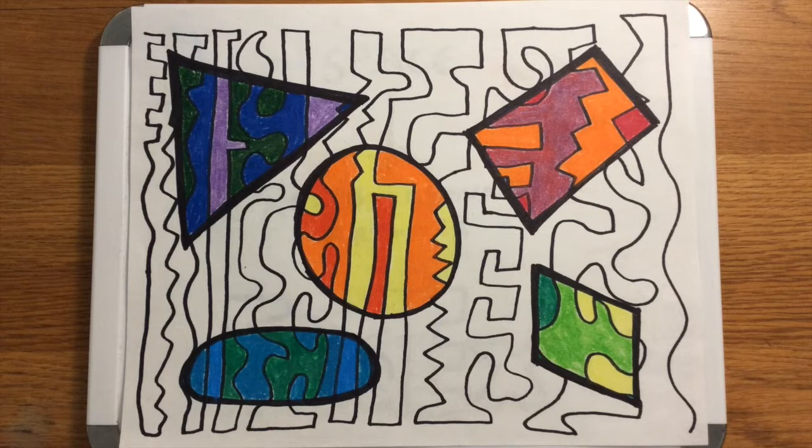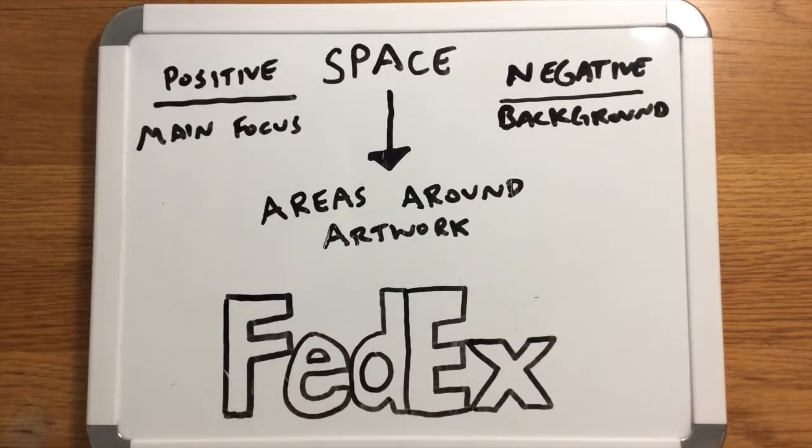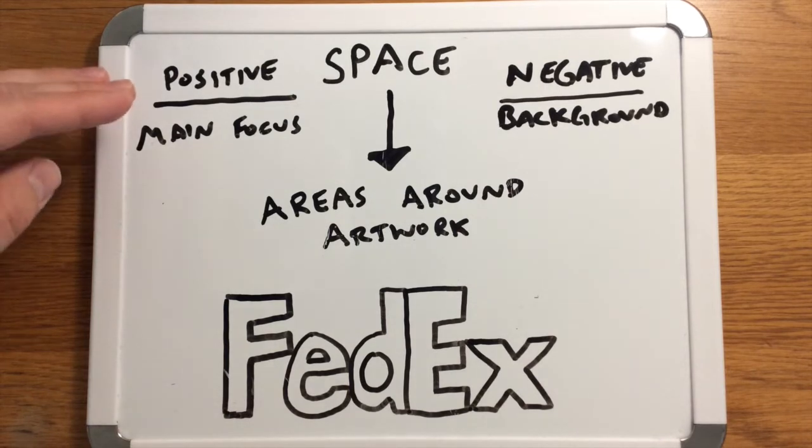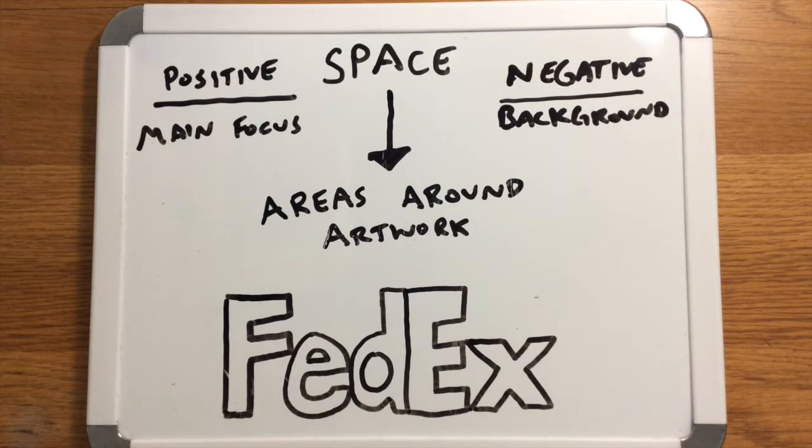Here is a finished example of the continuous line project. As you can see, we're basically using line and shape to create our composition. However, we are also dealing with positive and negative space. So I want to talk about the element of art space a little bit with you. Space refers to the areas around an artwork. The positive space is the main focus of your artwork, and the negative space is the background.